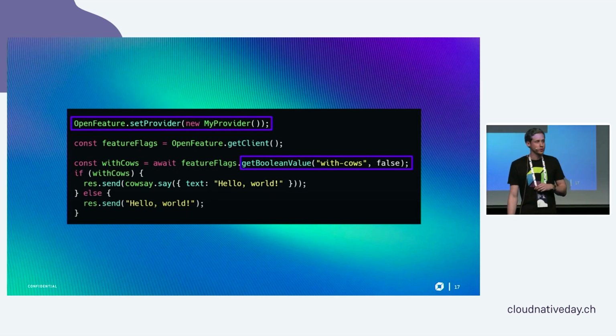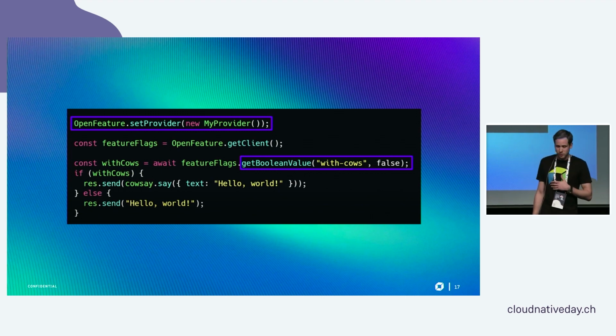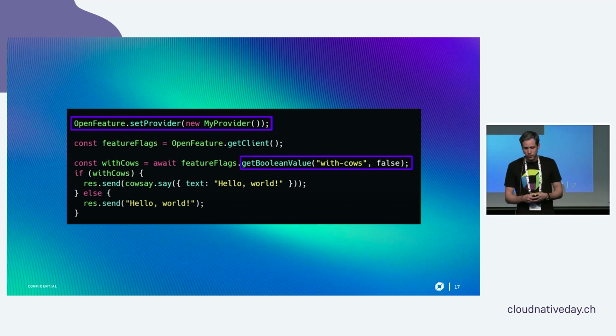So now let's have a look at the code snippet, so how your code would look if you're using OpenFeature. This is a simple, easy code snippet to retrieve a simple Boolean feature flag with OpenFeature. In the first line, we just tell OpenFeature which provider we want to use. Here we're using this my provider, so I guess it's some custom provider that we made for our homegrown solution, but it could be any vendor provider as well. And then later in the code, we use this getBooleanValue method call to resolve this feature flag with the name with cows.